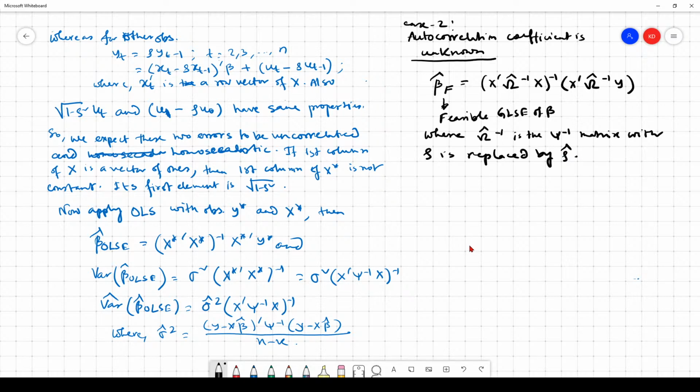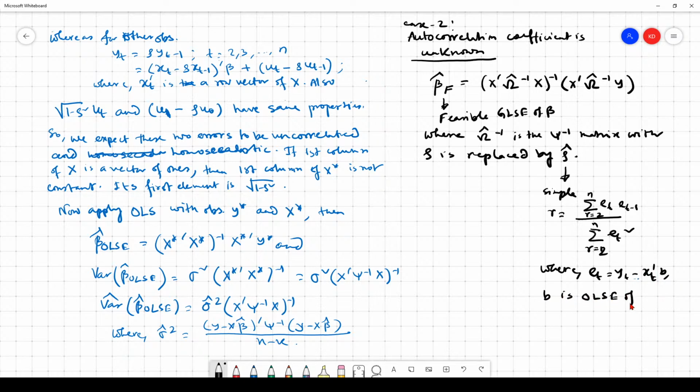and this rho hat is estimated by simple correlation coefficient, that is r, which is equal to sum over t from 2 to n et et minus 1 by sum over t from 2 to n et square, where et equal to yt minus xt prime b, and b is OLS estimator of beta.